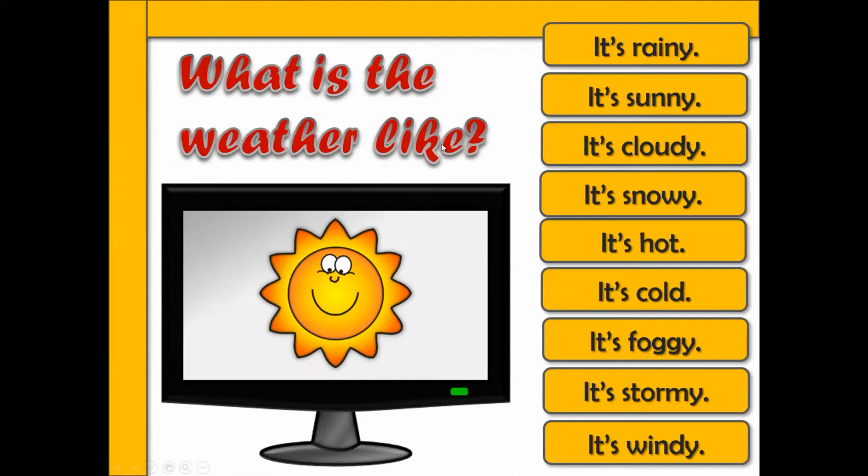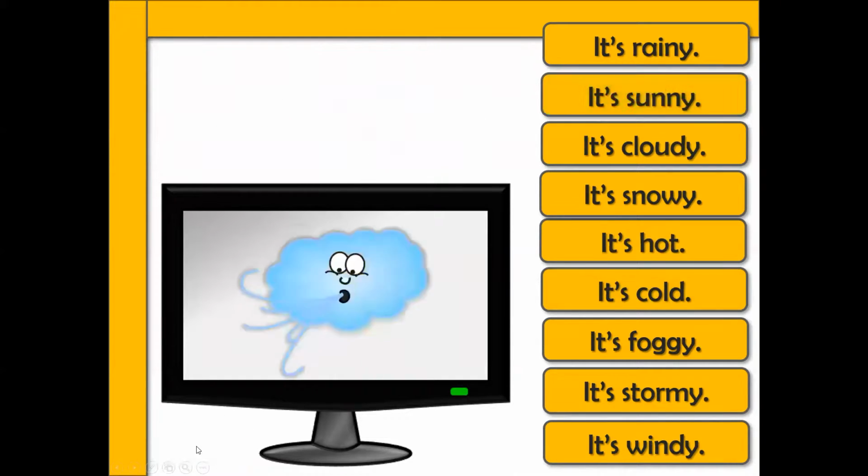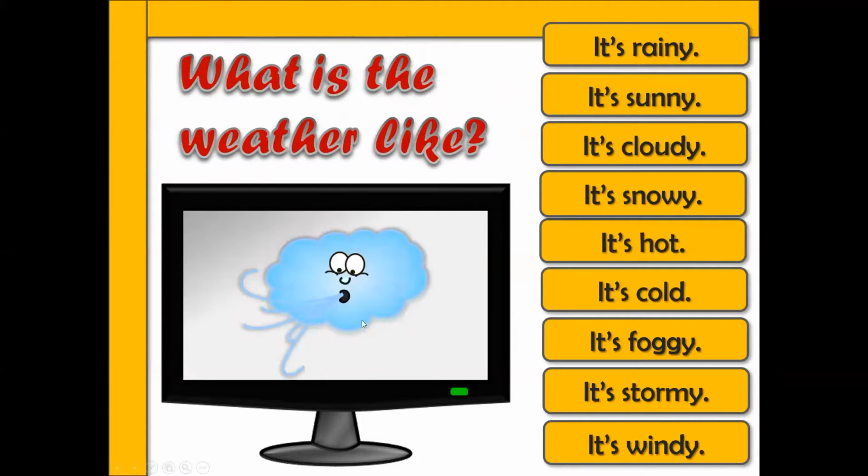What is the weather like? I see a picture of a sun here, so I'm gonna say it's sunny. Repeat, it's sunny. What is the weather like? So I see a cloud here and he is going whoosh. So I'm thinking maybe it's windy? Good. Repeat, it's windy.